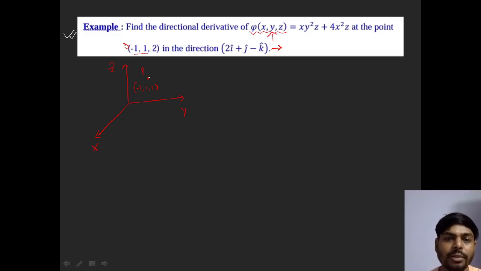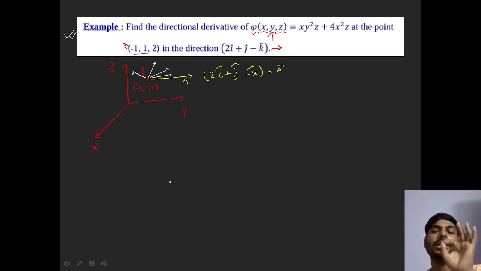From that point, there are several directions. There are an infinite number of directions, right? And among all these directions, let's say this is the direction of 2 i cap plus j cap minus k cap, and let's say this simply indicates a vector.